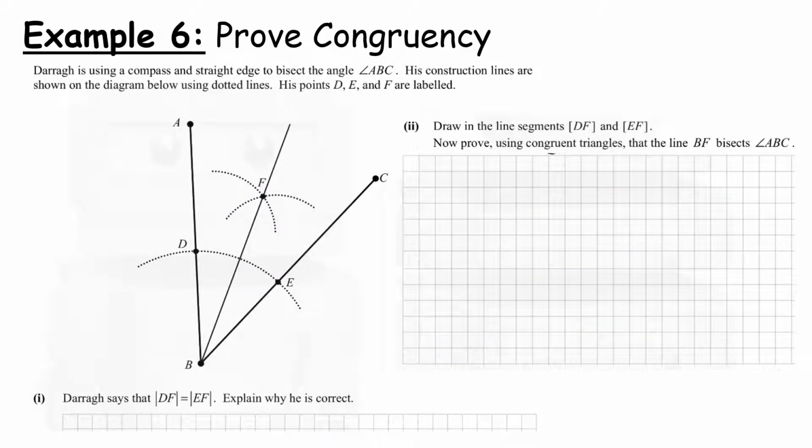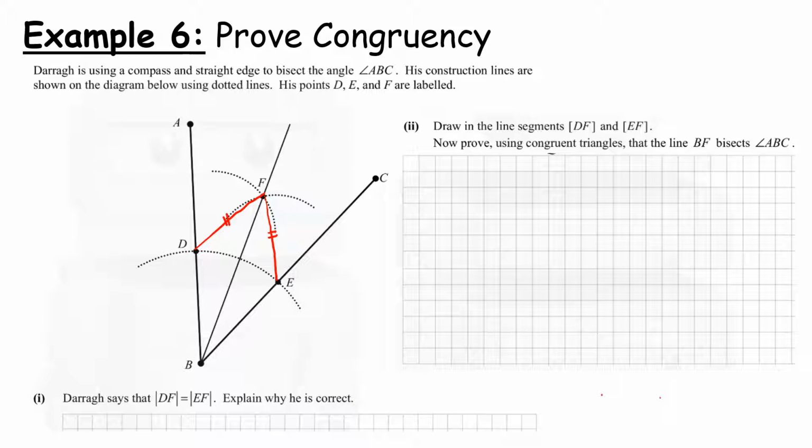So let's look at an example that asks us to prove congruency. Dara is using a compass and a straight edge to bisect the angle ABC. His construction lines are shown on the diagram below using the dotted lines. His points D, E and F are labelled. Dara says that DF is equal to EF. So let's look at the diagram and see what he's talking about. He says this line here is the same as this line here. Is he correct? The answer is yes.